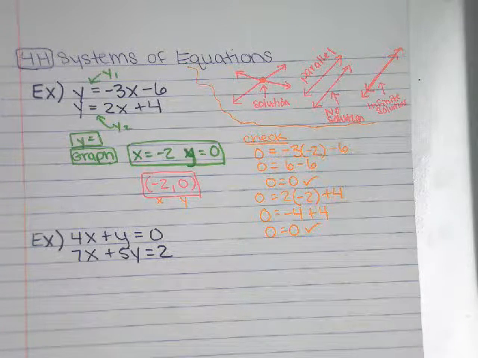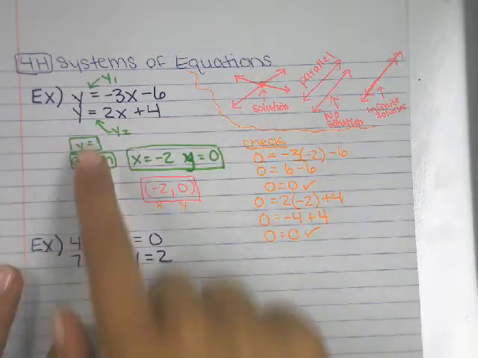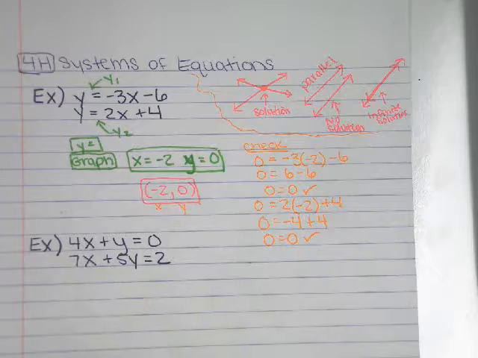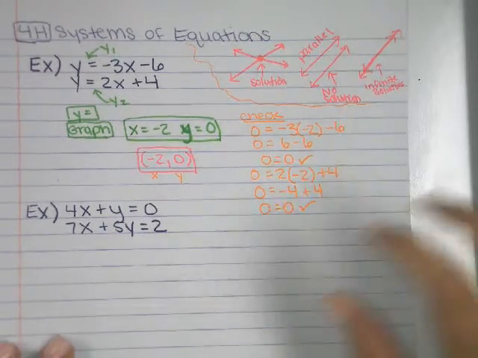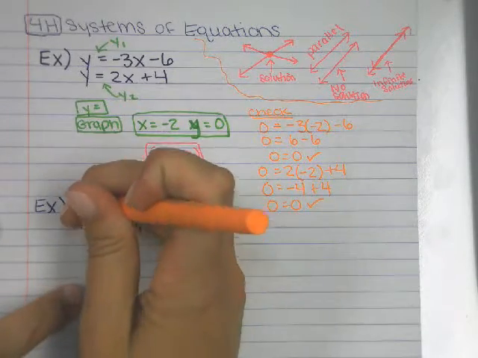Because it's not currently in our standard y equals mx plus b form like this one was. Y here is not by itself in either equation. So we have to think back and do a little bit of algebra in order to get y by itself. So I'm going to start with the top equation.